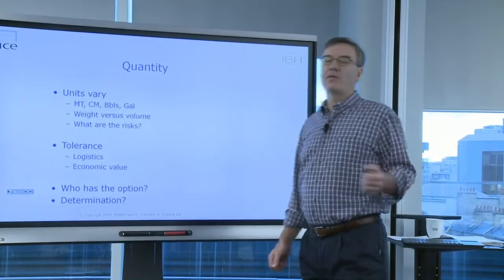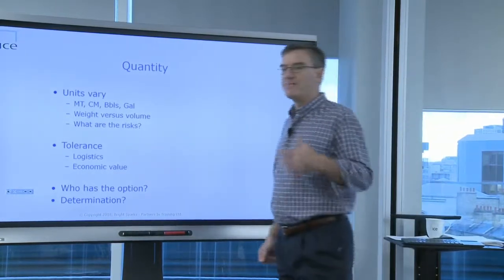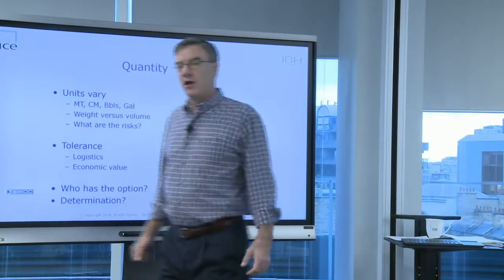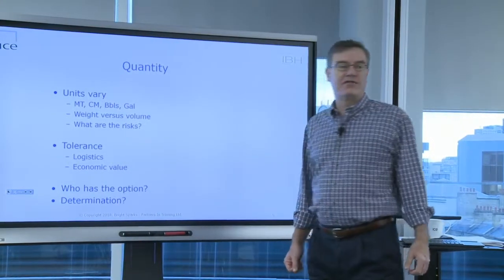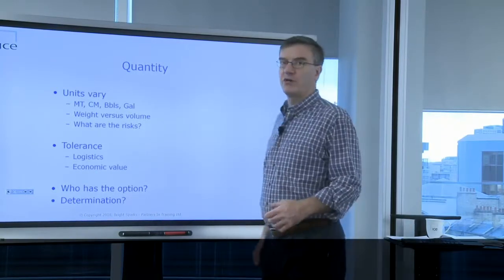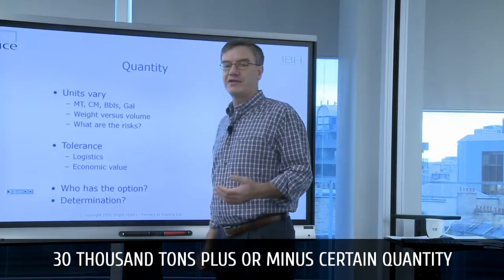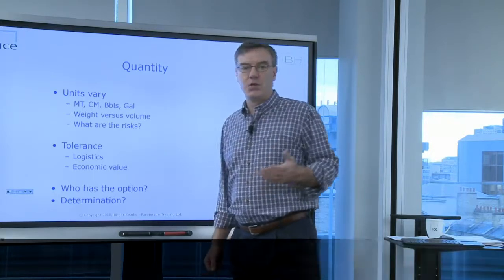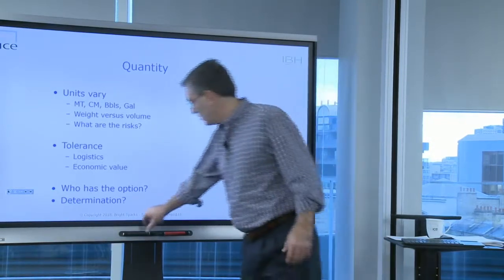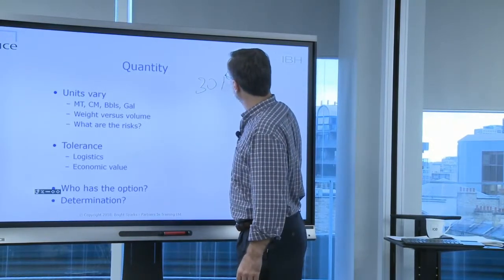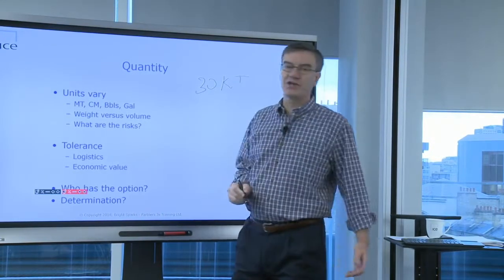Okay, we were talking about the problems that are associated with measuring the quantity that we're going to be putting on board the ship. But what about the contract itself? What does it say about quantity? Well, typically, the contract will be something like 30,000 tons plus or minus a certain quantity. And what do we usually have in the market? Well, the common amounts would be, I'll say the contract is 30,000 tons of gas oil.